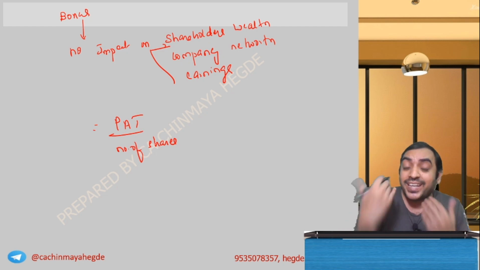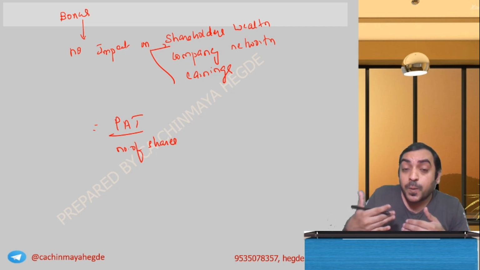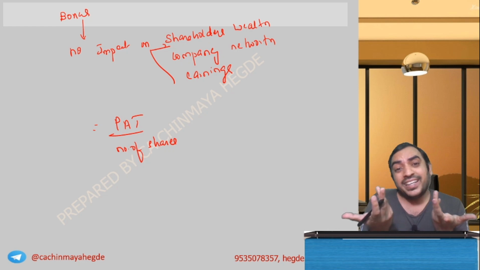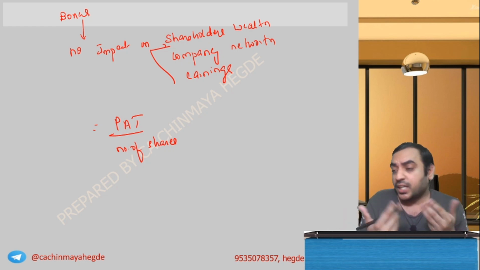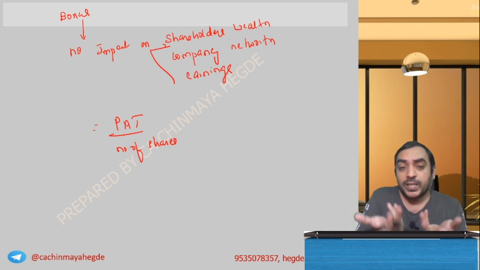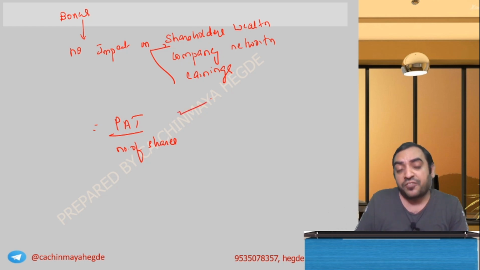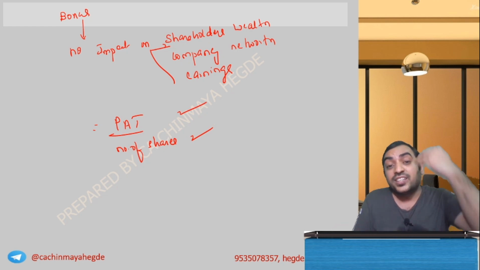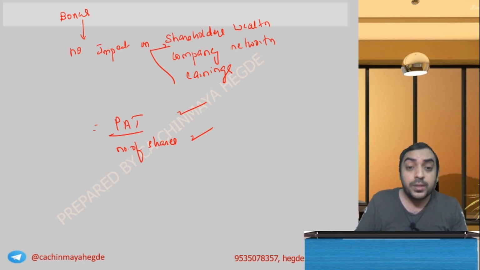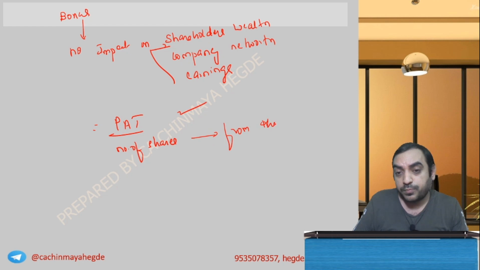So when the formula is profit after tax divided by number of shares, when you don't have any impact on profit, meaning what? By issuing bonus shares, the company did not make any profit. That means profit is not affected by the number of shares. Bonus is not a source for the company. But still, as on date, the shares are outstanding. So what should we do? We consider it from the beginning.